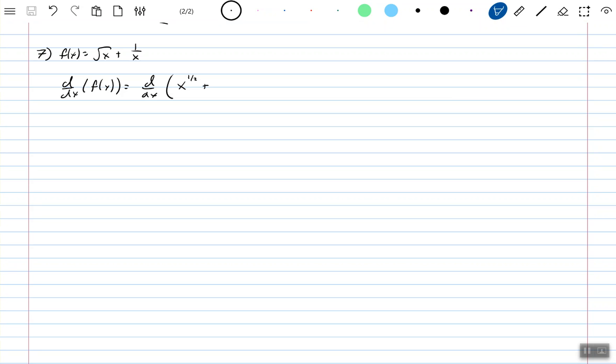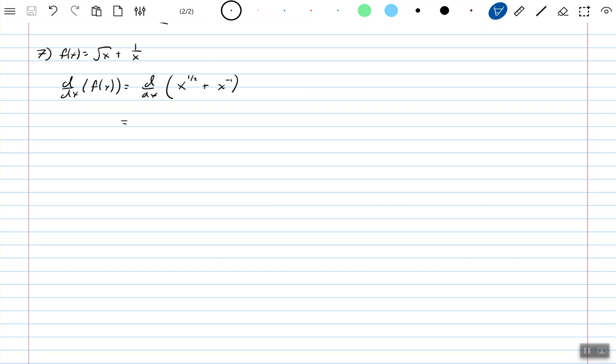You could do the quotient rule. It will get you the right answer, I promise. It really will. But when you have 1 over x, let's just rewrite that as x to the -1. Just rewrite it as a power, and it'll be a lot easier. So now this derivative is equal to the derivative of x to the 1/2 plus x to the -1. Because we are just adding these two functions together, we can take the derivative term by term. And both of these just require the power rule.